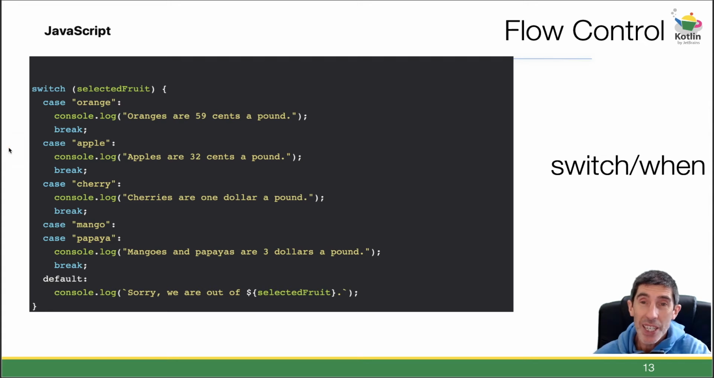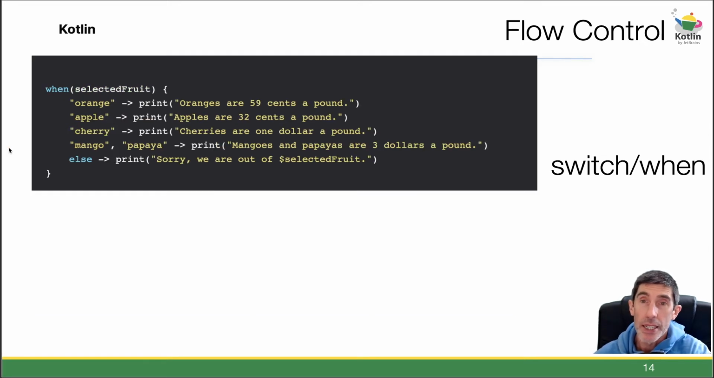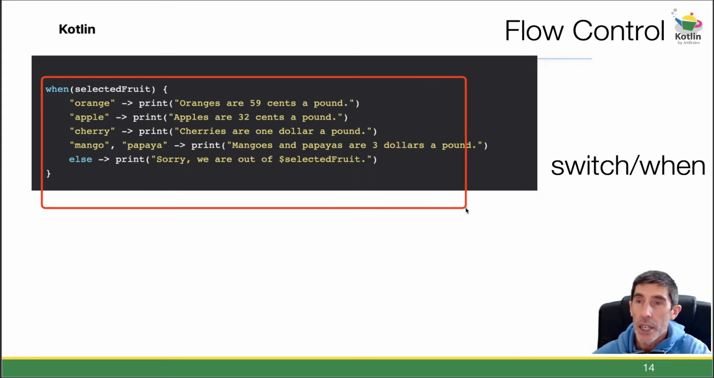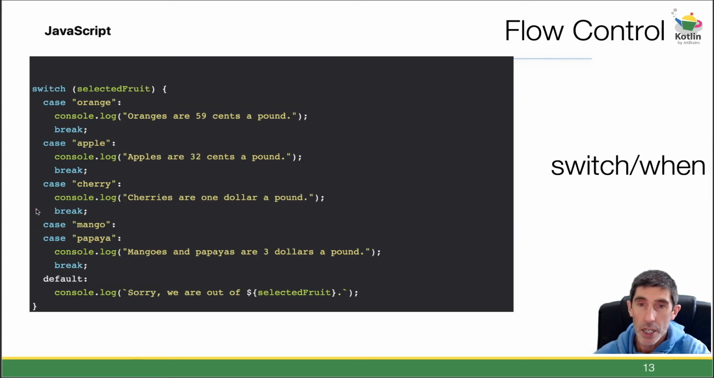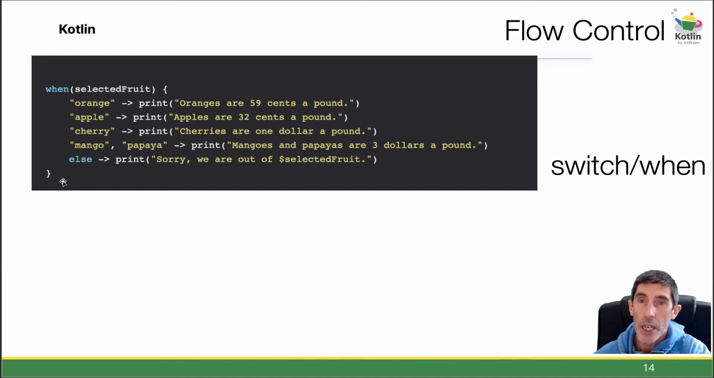If we want to do the same in Kotlin, it's this, much neater, much less verbose. We simply have our when clause, there we go, and if whatever our selected fruit happens to be orange, we print that out. And even this one here, look, our mango and papaya. To go back and look at the equivalent in our JavaScript, we had to use 2 separate cases to match with that particular one, whereas in Kotlin, a lot easier to understand and read when we're developing it.